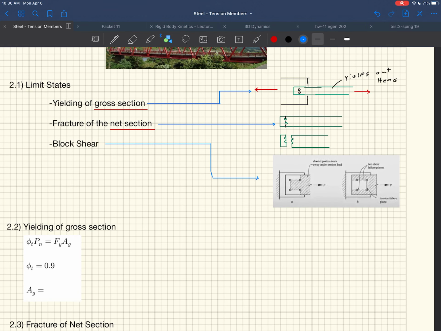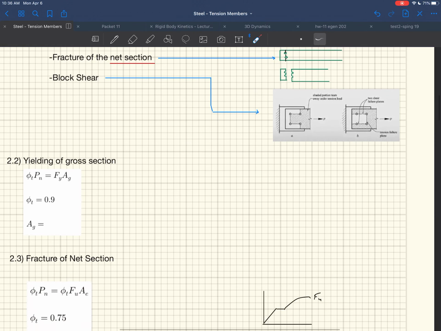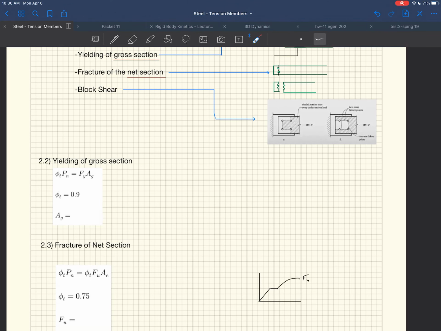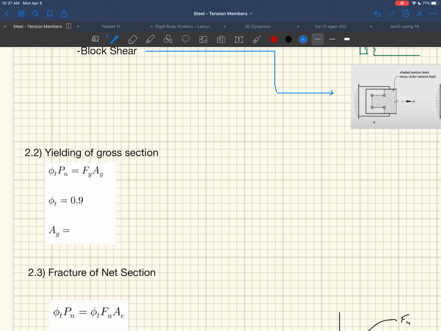So let's look at this failure mechanism first, yielding of the gross section, and see how we calculate that capacity. I think I've updated my notes a little bit, so you may not have these equations. You can jot those down really quick if you don't have those previously. It just depends on when you downloaded the notes that I posted.